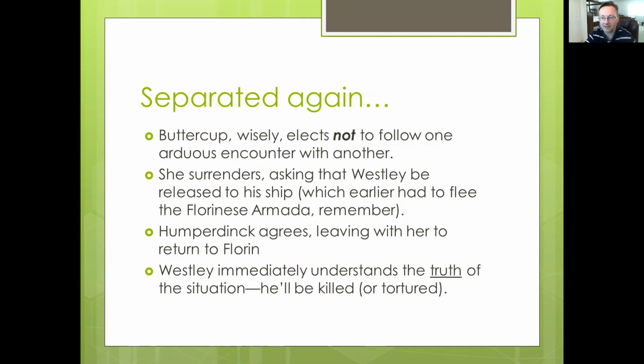Wesley, of course, immediately knows the truth of the situation, that he'll most likely be killed or tortured, or, as it will turn out, spoiler, both. But just before he's clubbed into unconsciousness, he has time to note that Count Rugen has 6 fingers on his right hand, which means he's the 6-fingered man that Inigo Montoya had been searching for all these years.